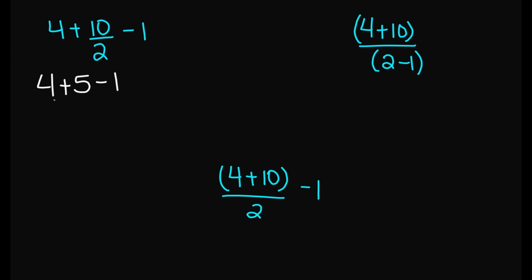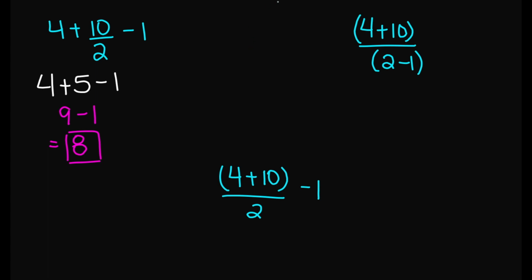So now we have addition and subtraction left, but I'm going to go from left to right. So 4 plus 5, this is going to equal 9. And then you now have 9 minus 1. This is going to equal 8. So your first answer here on the left side is going to be 8.